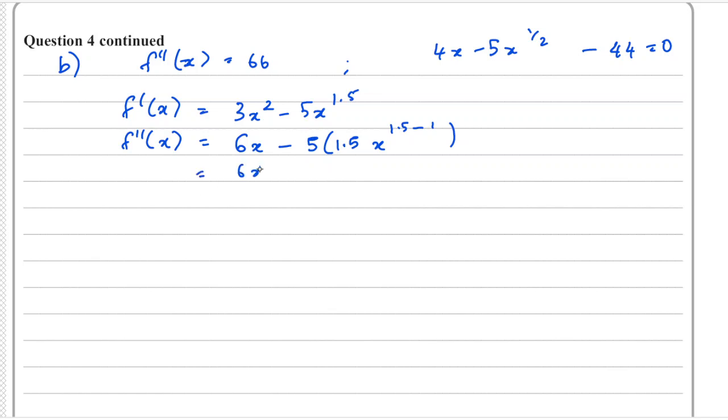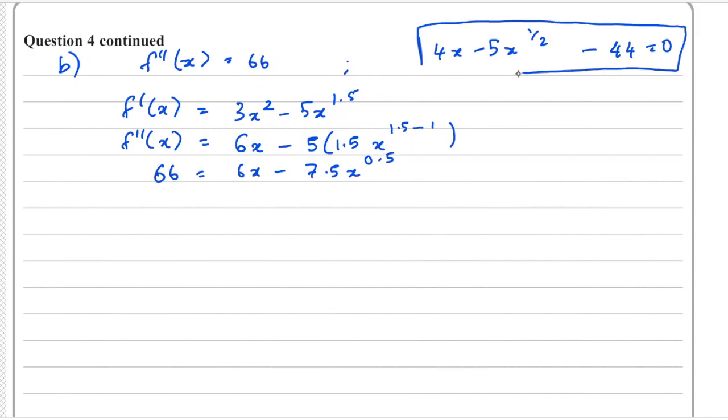Okay, so that is 6x minus 7.5x to the power 0.5. And it is given that this f double dash of x, or the second derivative, is equal to 66. So I can just equate it to 66. Now, we need to prove that this is of this particular format.